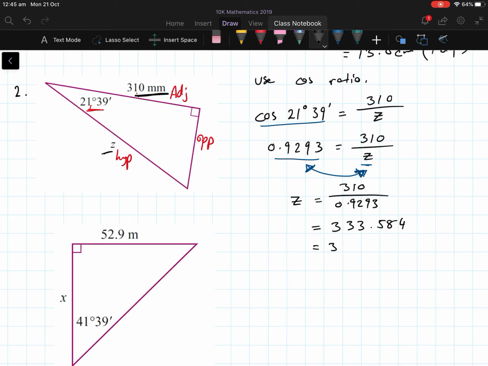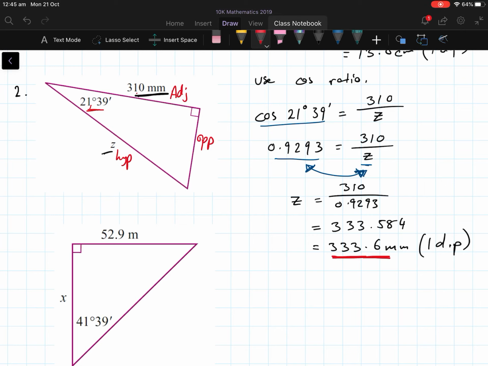333.584, which is equal to 333.6 millimeters to one decimal place. I probably could do it to the whole. And you notice that I'm confident my answer is correct because the hypotenuse, 333.6, is longer than the other side, which it needs to be.